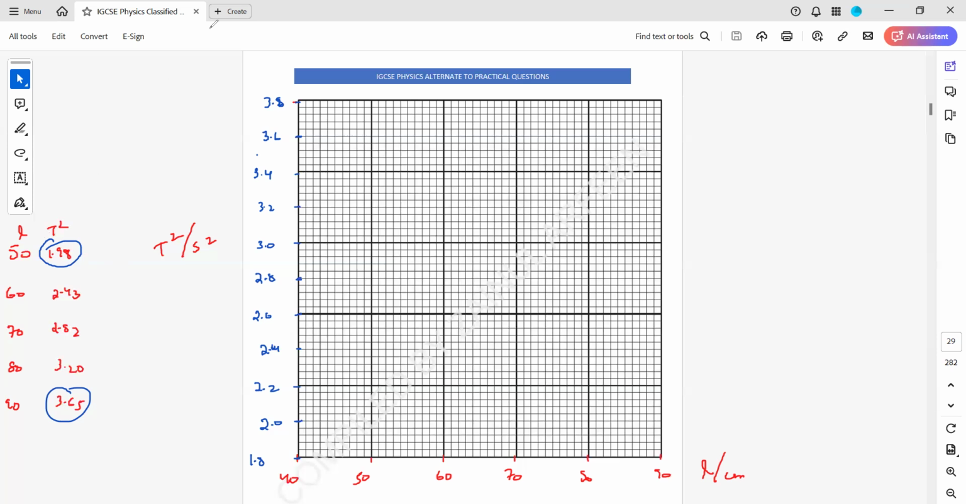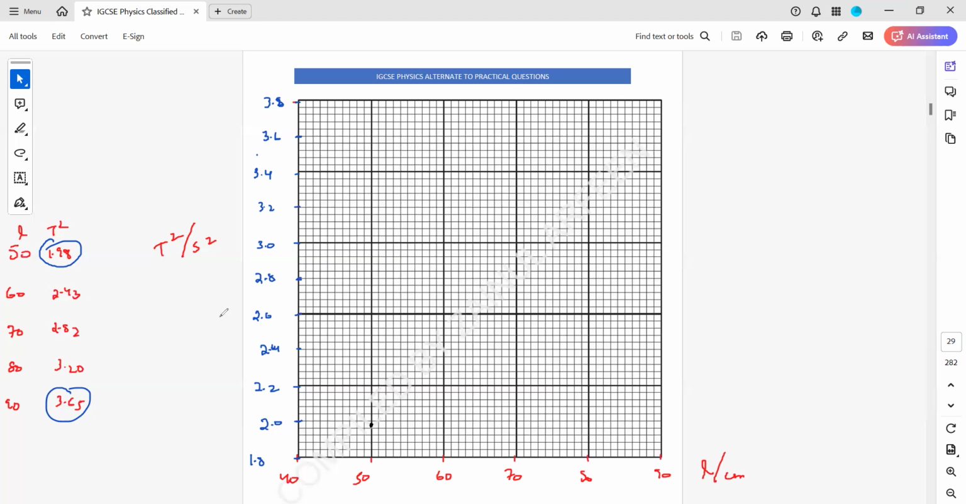Then we have to plot the graph. Mark the positions 50 and 1.98. 10 boxes equals 0.4, so each box is 0.04. So this will be 1.84, 1.88, 1.92, 1.96. So it will be in between, and this will be 1.98. That's the first value.